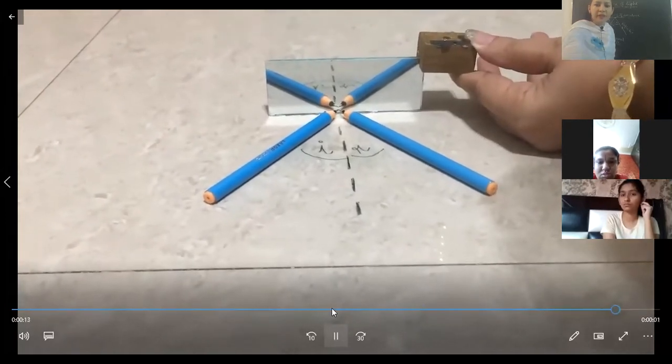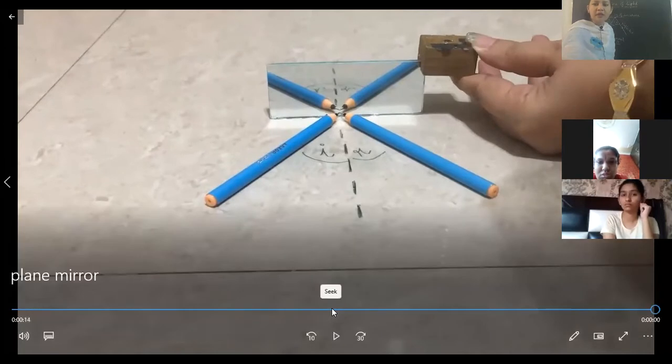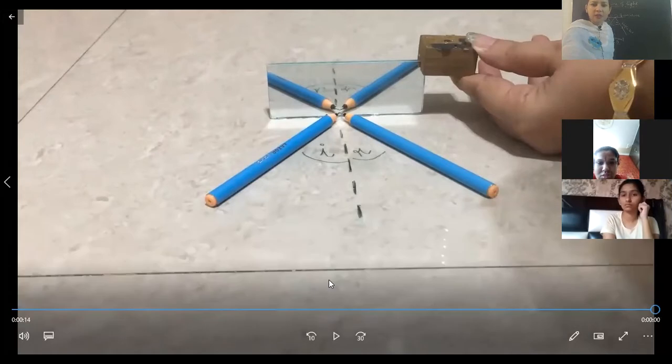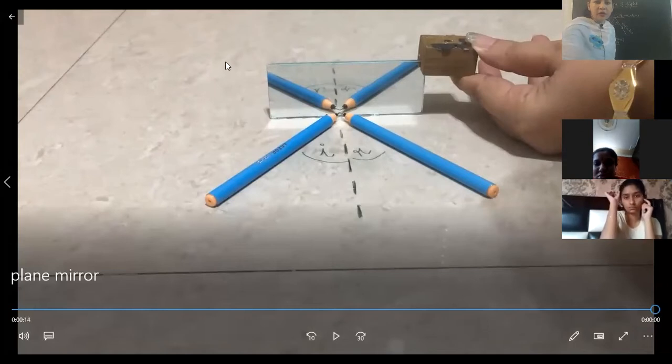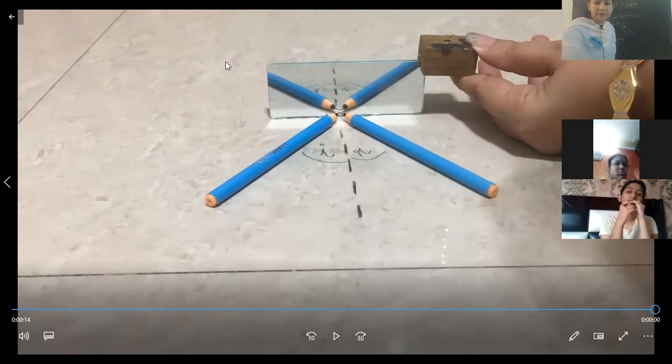And when we measure, these two angles will come out to be the same. They will come out to be equal. And you can see their images also. Okay, how clearly you can see their images on the screen, right?